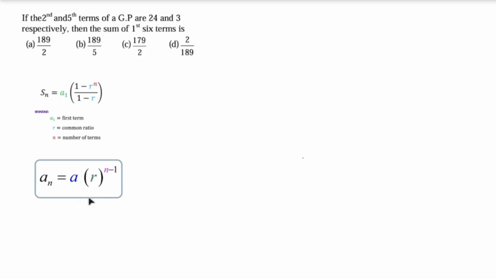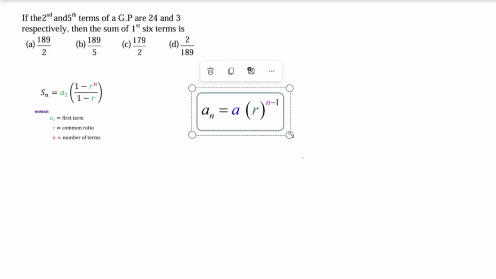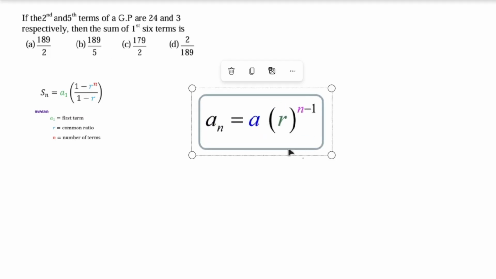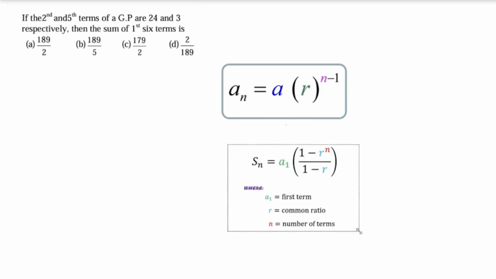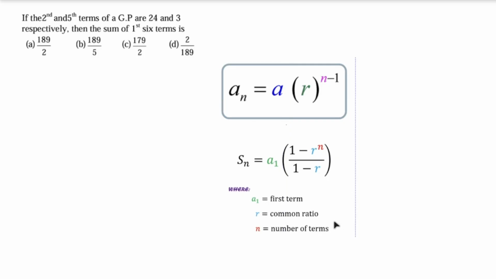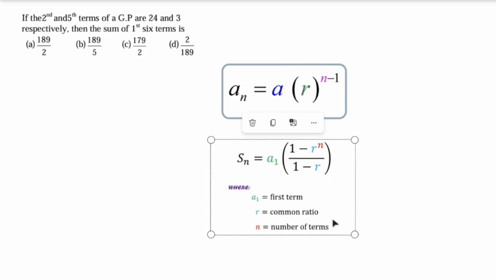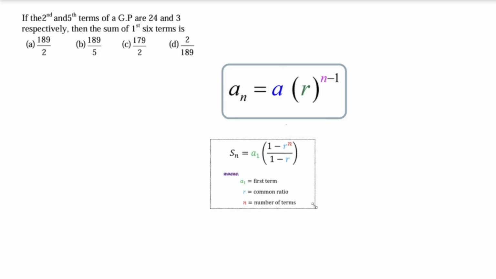To do that, we have two formulas. One is An, which is equal to A into R power n minus 1. And the next one is Sn, to find the sum of n terms. Sn is equal to A into 1 minus R power n divided by 1 minus R. Here A, or A1, is the first term, R is the common ratio and n is the number of terms.